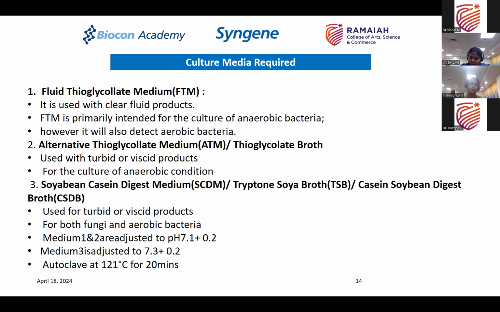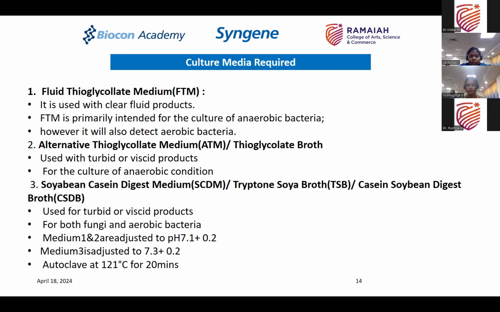So here, kindly note down, according to USP 71, we can use two media. One is FTM, that is fluid thioglycolate media, or you can use soybean casein digest media or tryptone soya broth. These are mainly for fungi. Fluid thioglycolate media is basically used for anaerobic bacteria and aerobic bacteria.